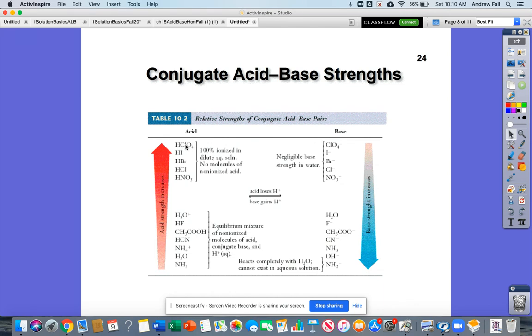So what that means is, let's just quickly look at this chart. Perchloric acid is one of the strong acids you need to memorize. So this one will give away its hydrogen 100% of the time and result in the formation of its conjugate base 100% of the time.